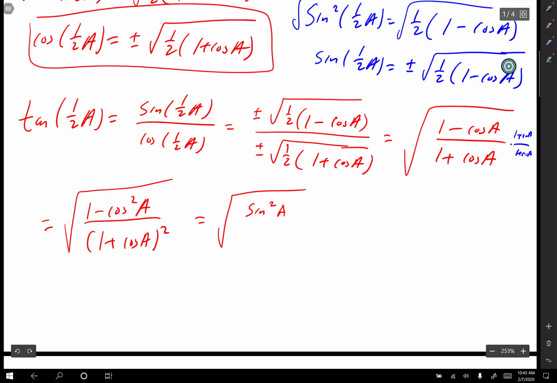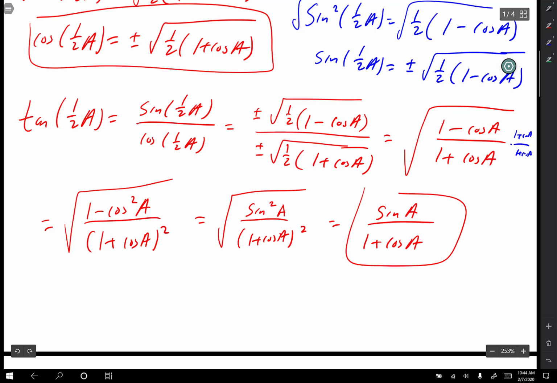Oh, I left my thought open a little while ago, my bad. Because I'm taking the square root of something that's being squared, I can rewrite this as sine A over 1 plus cosine A. So that's what the tan of half A is. Yeah, all those are half angle derivations.